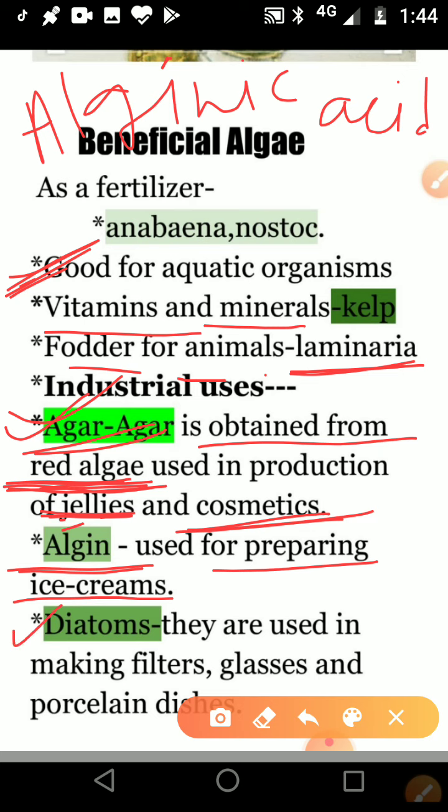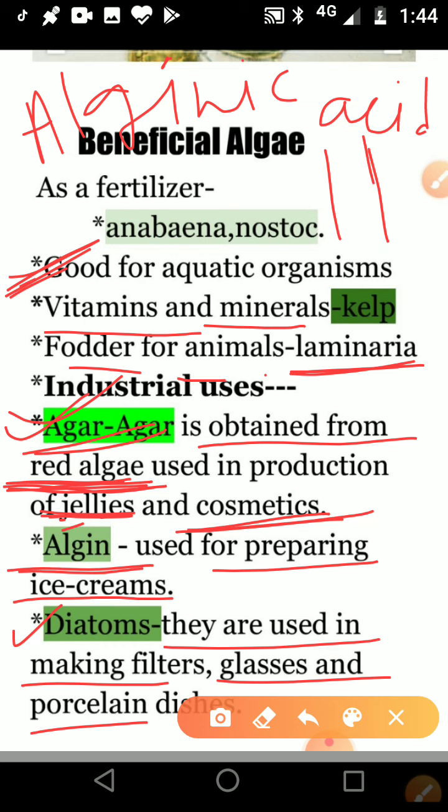Then diatoms, they are used in making filters, glasses and porcelain dishes. As I told you, the cell wall of diatoms contains silica, and that silica is used for making filters, glasses and porcelain dishes. So these are certain beneficial things about algae, that is how algae are beneficial.